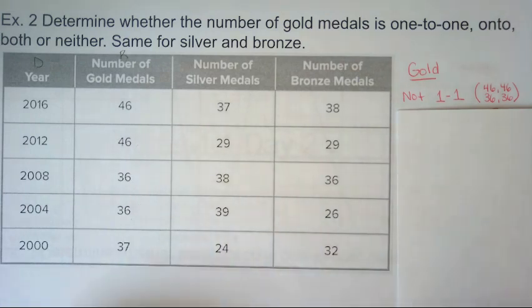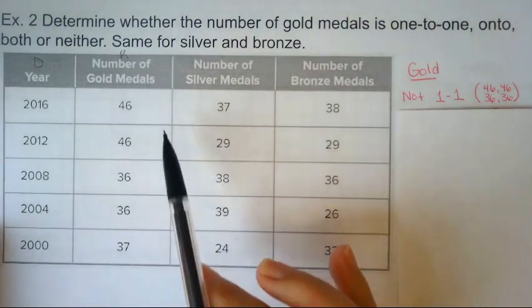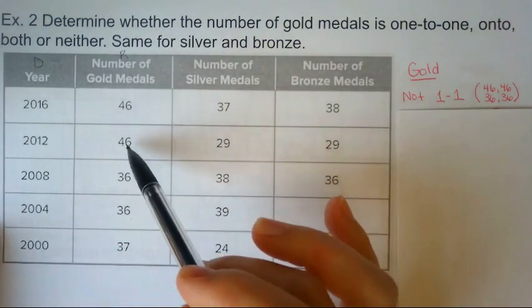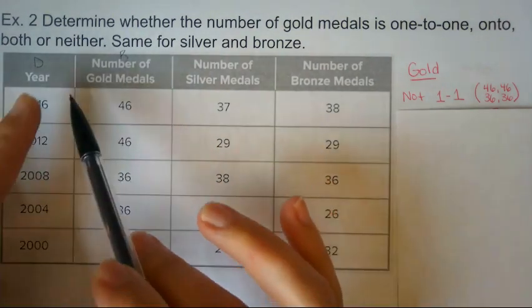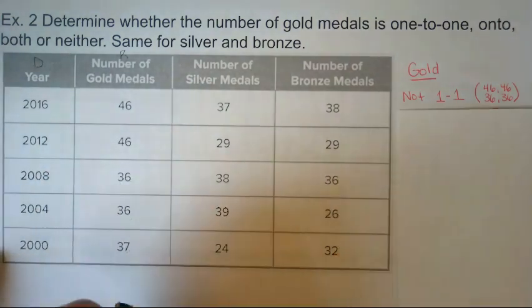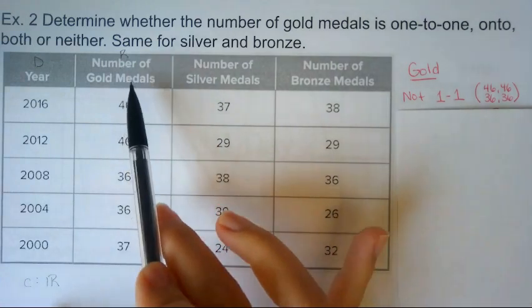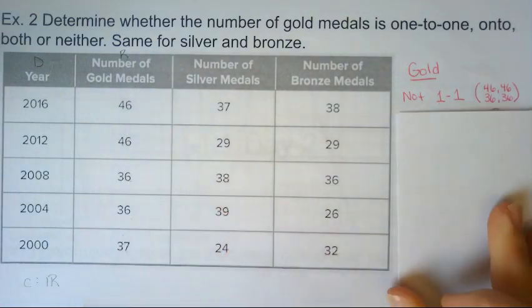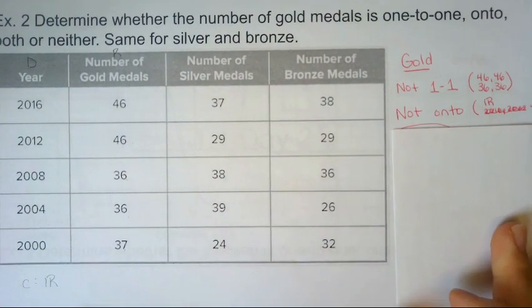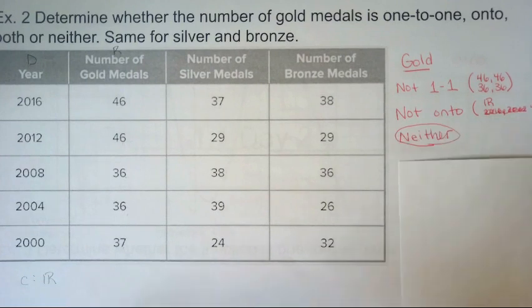Onto, remember, is that your range has to match your codomain. So here was my range, these numbers. I don't see a specification for my codomain, so my codomain was all reals. So since those are not the same, this would be not onto. So since it's neither of those, that would be my answer.